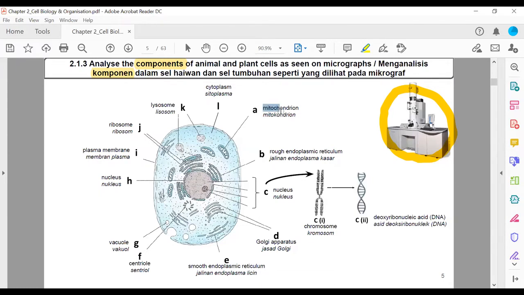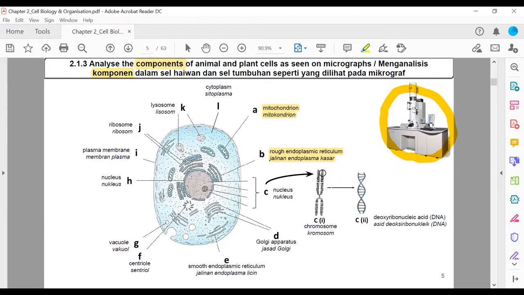A, mitochondrion. Dalam BM pun kita panggil mitochondrion juga. So itu gambar dia. You can see mitochondrion there. B, rough endoplasmic reticulum atau dalam BM dipanggil sebagai jalinan endoplasma kasar, ataupun secara ringkasnya RER, rough endoplasmic reticulum. Dalam BM jalinan endoplasma kasar.